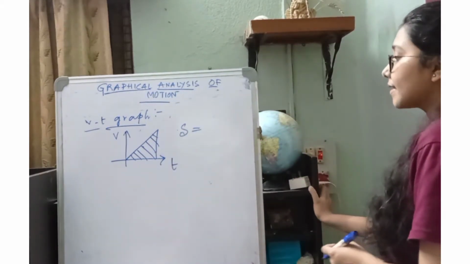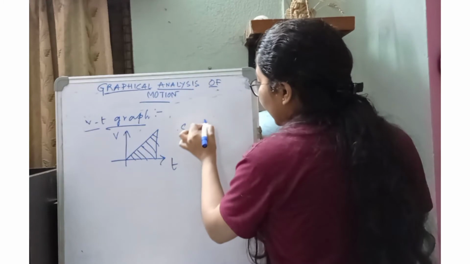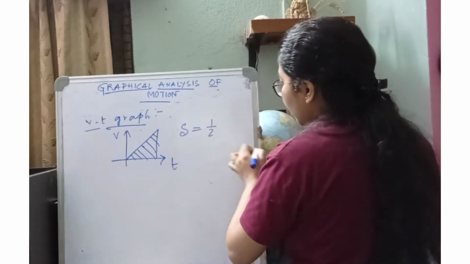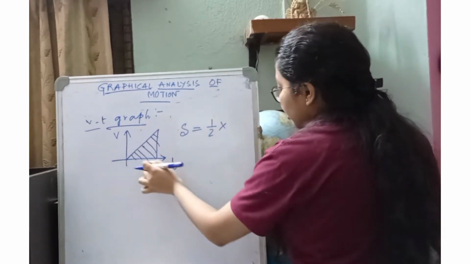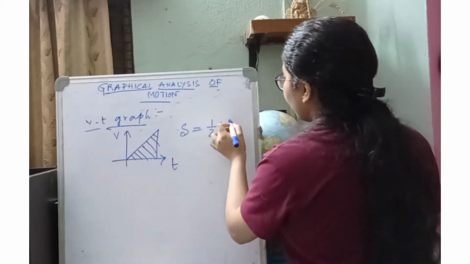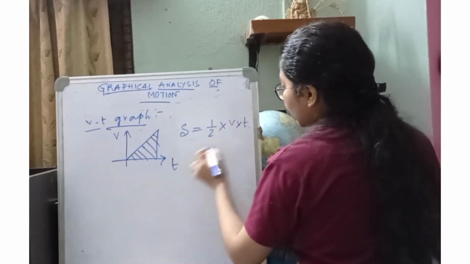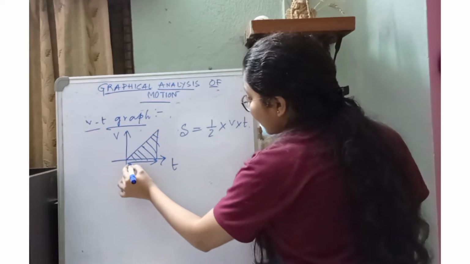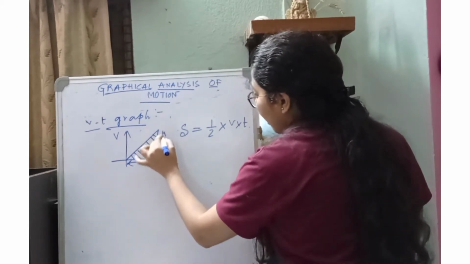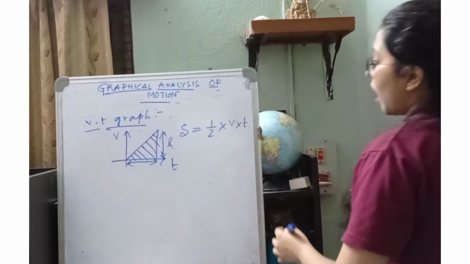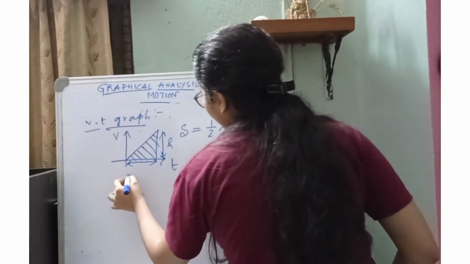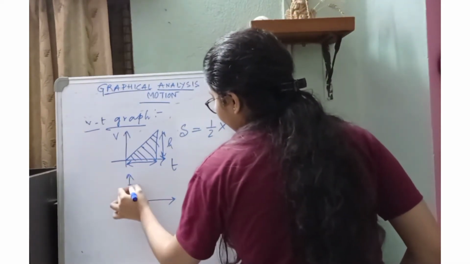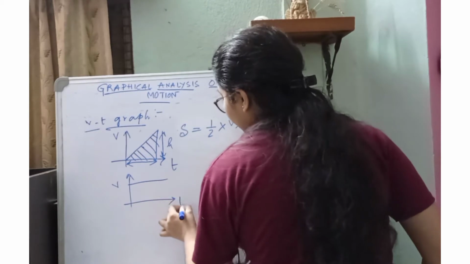displacement or the distance, and this will be given by the area of the geometrical figure, which is here just the area of the triangle, which is half of V into T. T forms the base and V is the height over here. So half of V into T. But now if it is in the form of a rectangle, like it is a constant velocity.